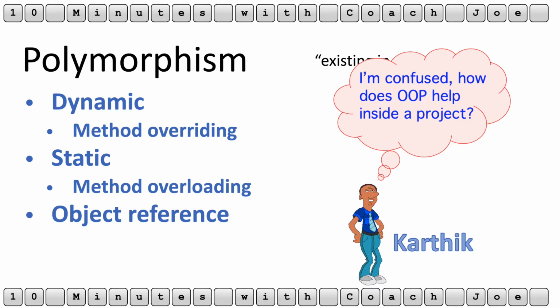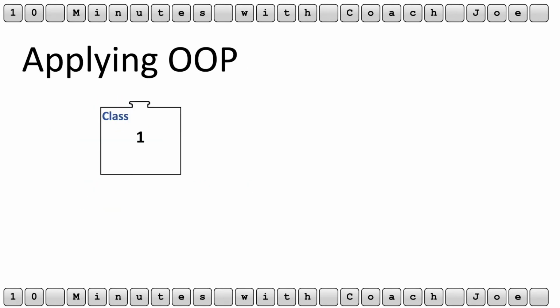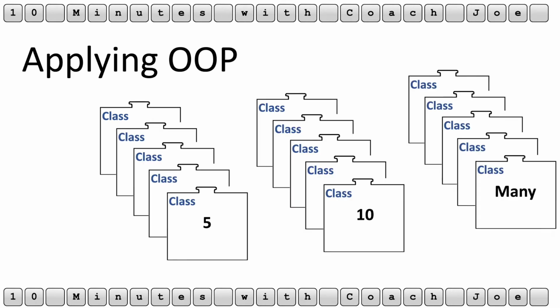Understanding the object-oriented principles is one thing. Applying the principles inside a project is another and can be confusing. If your project has only one class, you will barely use the four principles. It is likely your project will have 5, 10, or more classes. These classes will need to work together. Using the four principles will help.